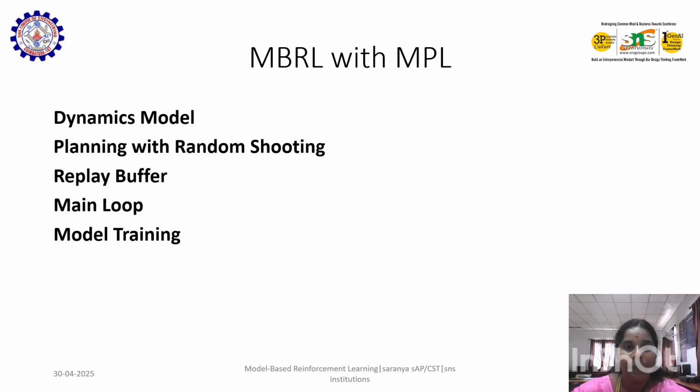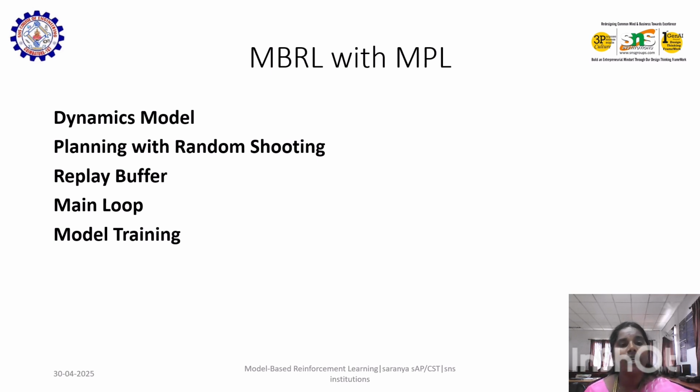The next one is model-based learning with model predictive control. It implements the random shooting method, and is based on model predictive control to optimize the actions with model-based reinforcement learning. It consists of 5 elements in this process. The first one is the dynamic model, the second is planning with random shooting, the third is the replay buffer and main loop, and the final one is model training.